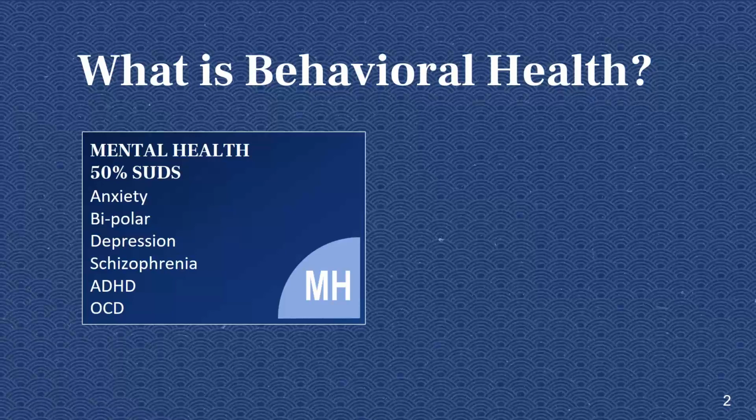Behavioral health consists of 2 different things. Number one is mental health. Some of the more well-known mental health disorders are anxiety, bipolar, depression, schizophrenia, attention deficit hyperactivity disorder, OCD, those types of things that we hear a lot about. Maybe we don't fully understand them, but at least we can kind of understand what they are. The statistics are typically that 50% of individuals struggling with a mental health disorder also have a substance use disorder. So that's one side of behavioral health.